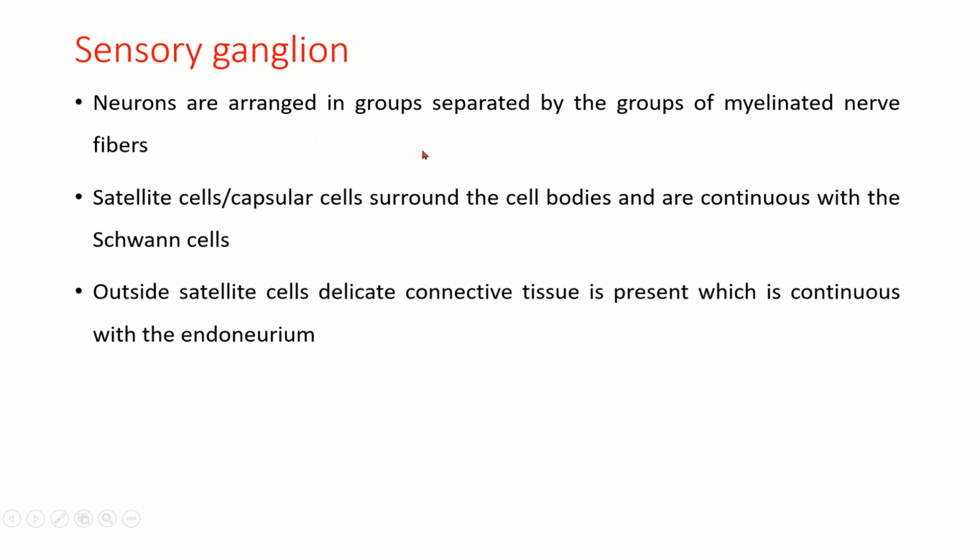Neurons are arranged in groups separated by groups of myelinated nerve fibers. See, myelinated nerve fibers. Satellite cells or the capsular cells are prominent and they surround the cell bodies, and these are continuous with the Schwann cells. Outside satellite cells, delicate connective tissue is present surrounding the cell bodies. So this will continue with the endoneurium of the axon.